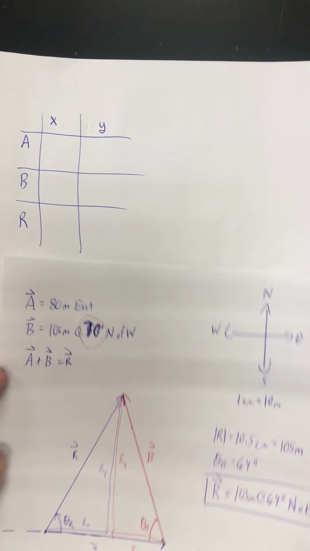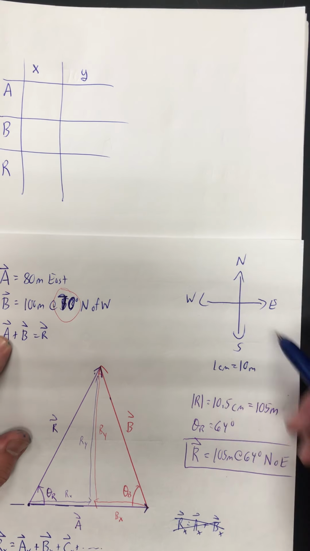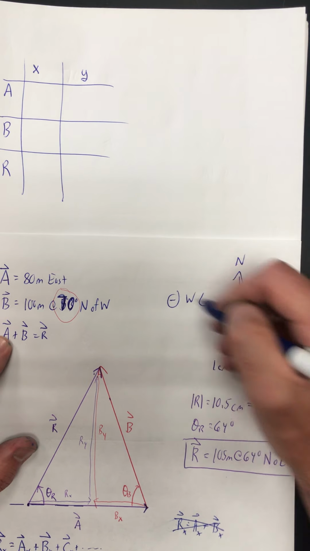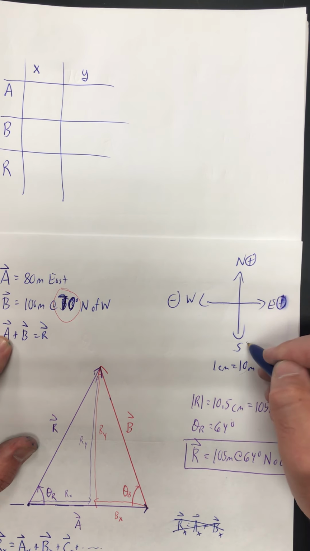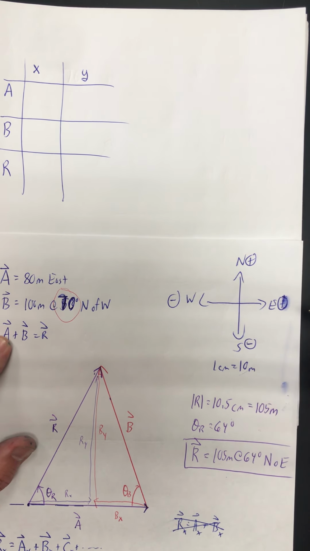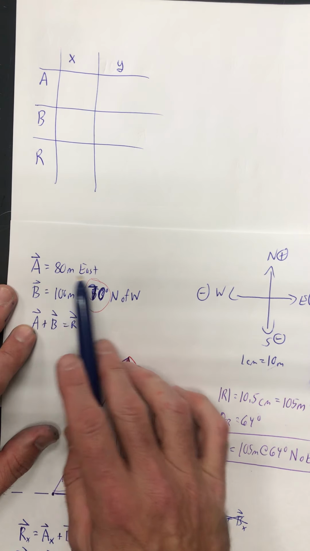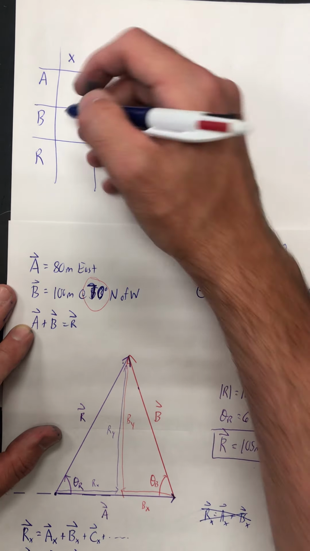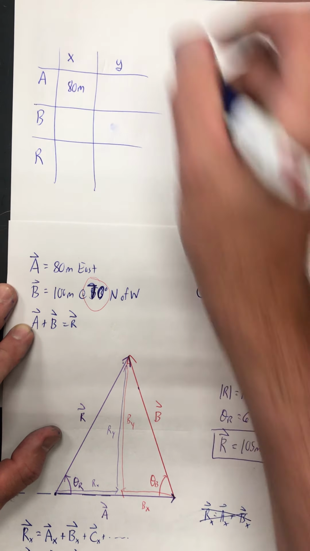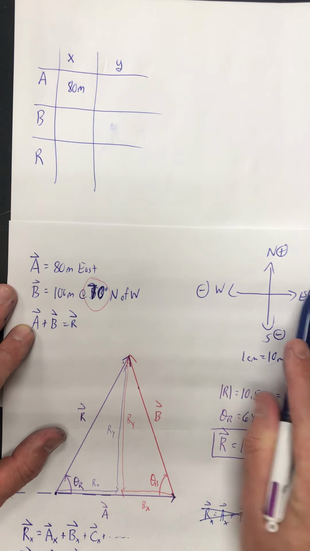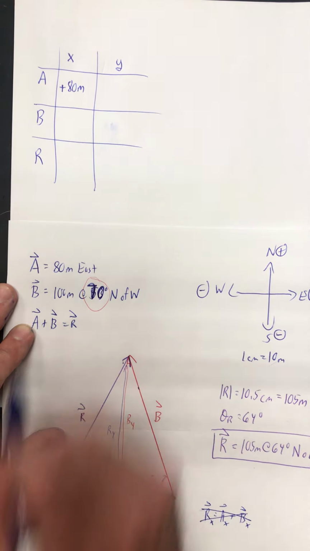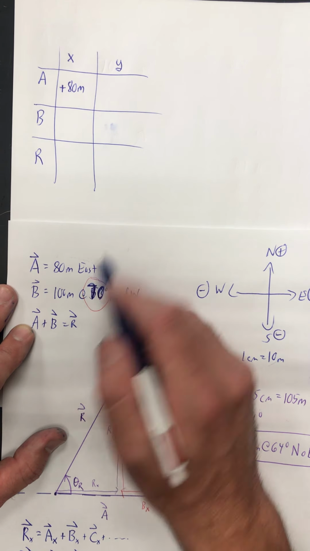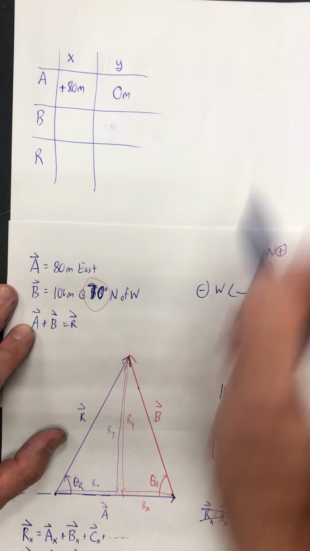So first off, since we're doing this mathematically, I need to assign some directionality. Let's call east positive, west negative, north positive, south negative, right? So if I look at vector A and ask how much of vector A goes in the x direction? Well, all of it does. So here we go, 80 meters, and it goes east, which is the positive x direction. How much of vector A goes in the vertical direction? Well, none of it does, and I'm done.